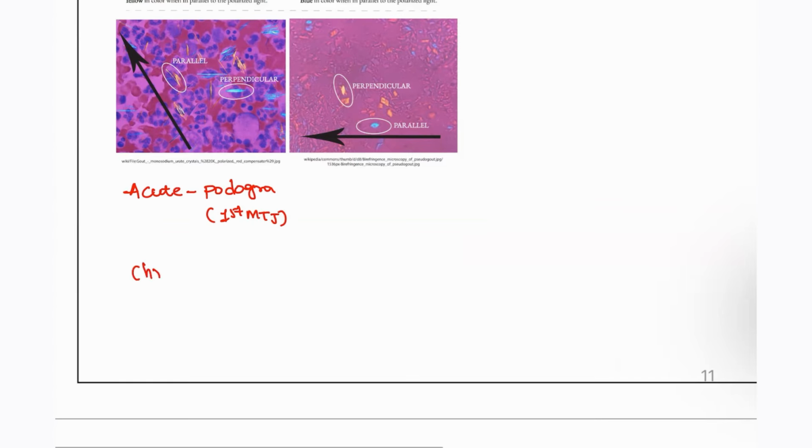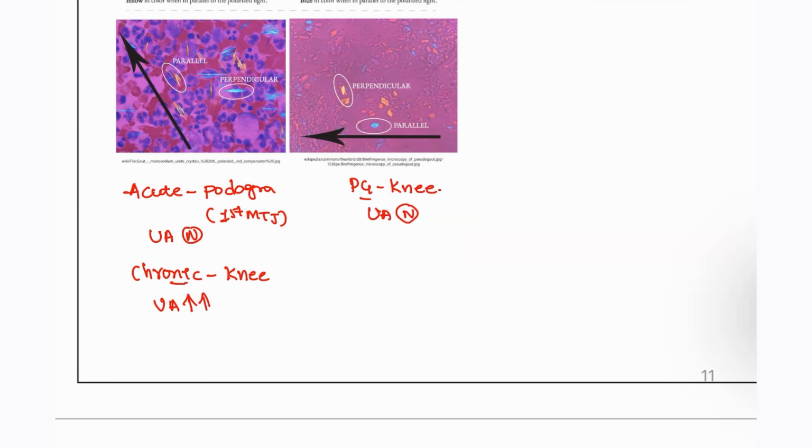Next, the patients suffering from chronic gout, it is commonly seen in the knee region. And in the patients suffering from pseudogout, also the knee region only. And here uric acid levels will be normal in acute gout, and here in chronic gout uric acid levels will be highly increased because it is already a chronic condition. Next, in the patients suffering from pseudogout, here it is also normal. Why is it normal? Because the name itself tells it is pseudogout, not related to gout.